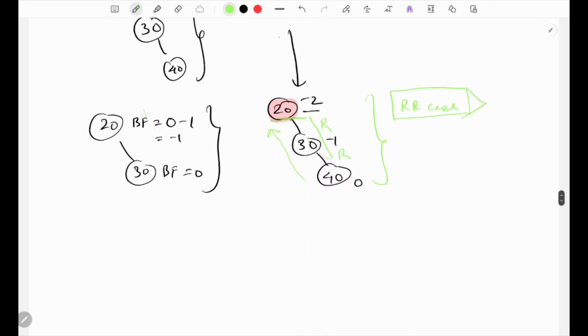So how can we solve an RR case? An RR case can be solved by a single right rotation. Sorry, a single left rotation. So we can use a single left rotation to solve the RR case.